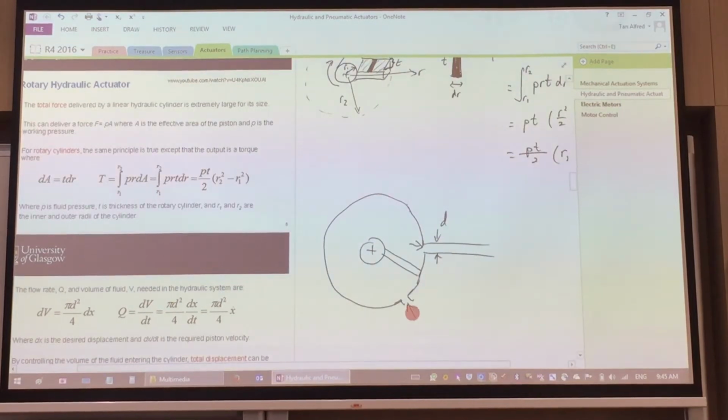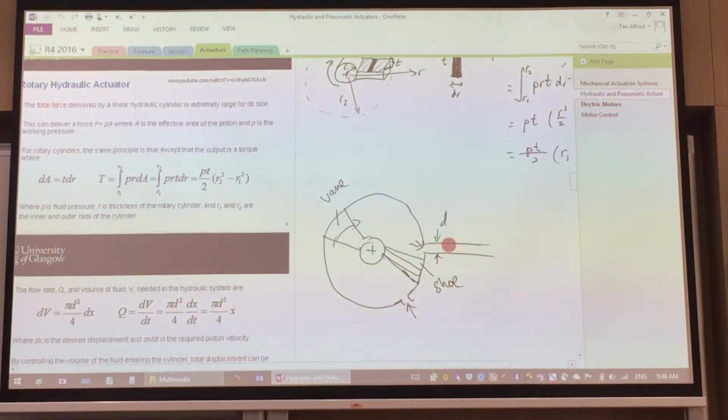Whenever there's energized fluid coming in, it will press this vein, and then you will rotate. Now this is actually not a vein, this is a shoe. This is a shoe, and then the vein is over here. This is a vein, and this one is the shoe. The shoe will be fixed. So whenever it's energized, the vein is going to rotate in that way, hence pushing out the fluid over here.